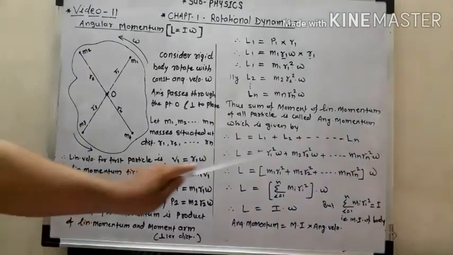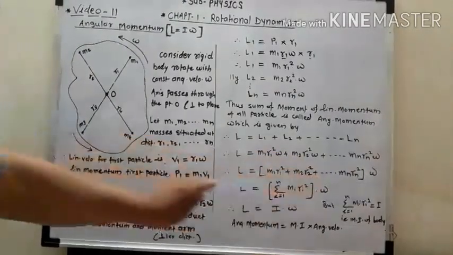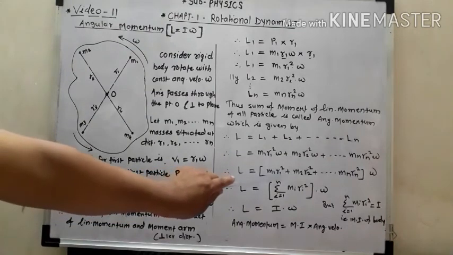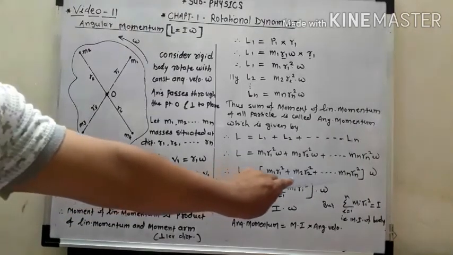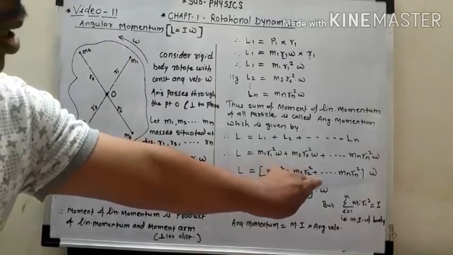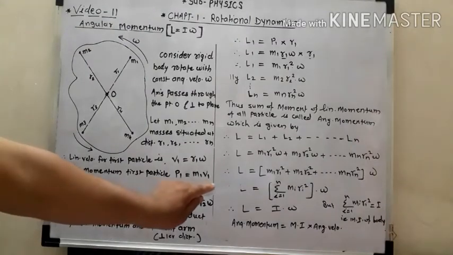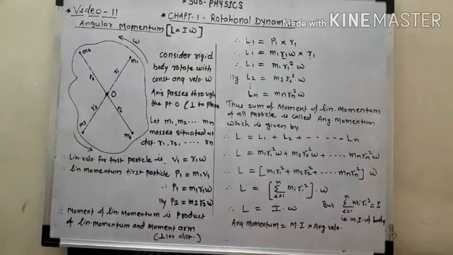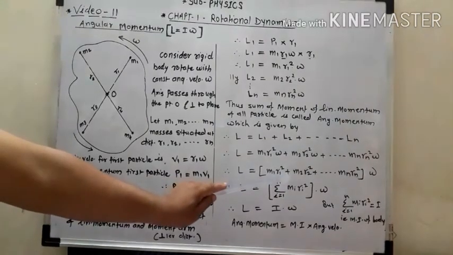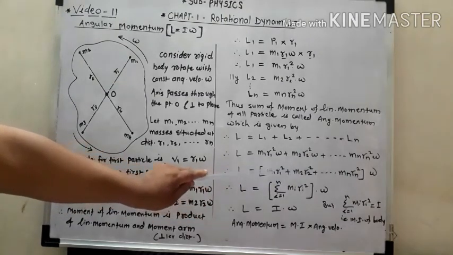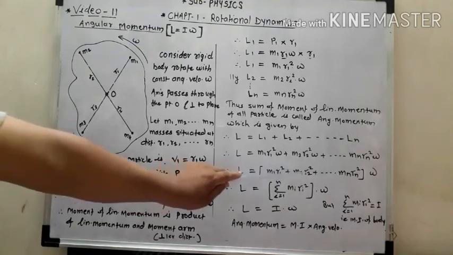Then we can take out the common omega, and we can simply write L is equal to, in brackets, M1 R1 square plus M2 R2 square plus up to Mn Rn square, times the common omega. That is the angular velocity. This bracket is the sum of the product of the mass of each particle and the square of its distance from the axis of rotation, and that is nothing but the moment of inertia.